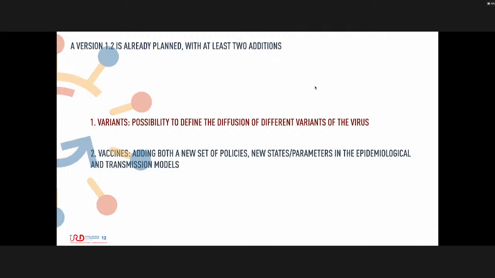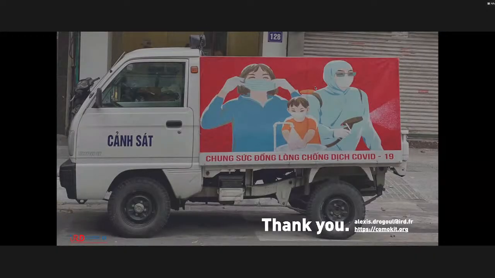Well, nobody. Only 2 million people are vaccinated, and the variants were not so important 1 month ago. It has changed. And so we will also make the core of Como Kit evolve to be able to take this into account in the future. Thank you very much. I don't know if I took too much time or not enough, but I'm done.